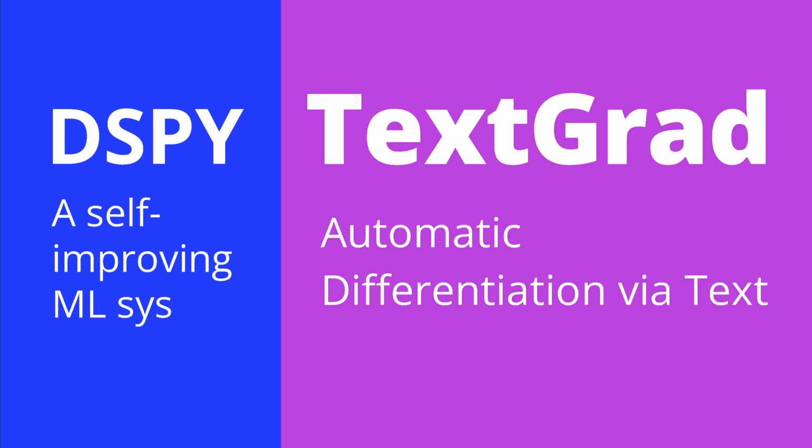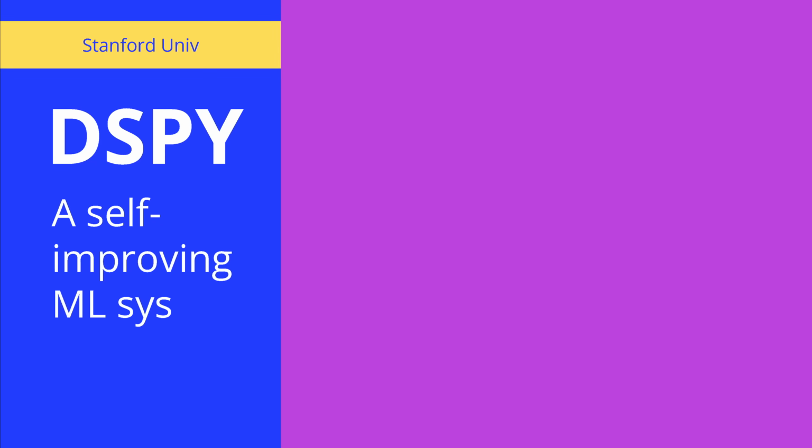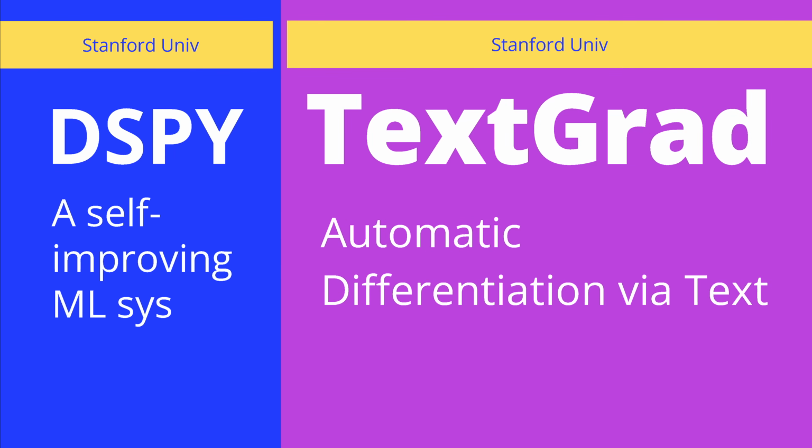Hello, community. We always try to improve our large language model. And a year ago, Stanford University gave us DSPy, a self-improving machine learning system. But now, some days ago, Stanford published their latest research, and it is called TextGrad. And it is able to do an automatic differentiation via text.